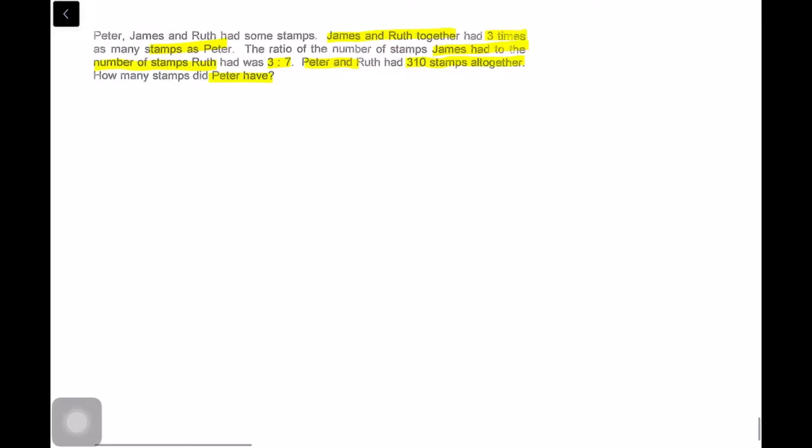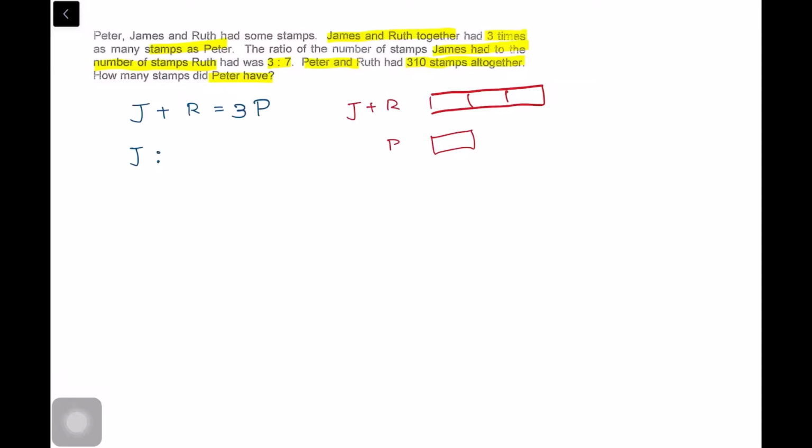Okay, so we know that the number of stamps James had plus the number of stamps Ruth had was 3 times the number of stamps Peter had. So if we represent this as a model, we have James plus Ruth and we have Peter. So James plus Ruth would be 3 units and Peter would be 1 unit. And now the ratio of stamps James had to the number of stamps Ruth had was 3:7. And Peter and Ruth had 310 stamps altogether. Actually, let's address this later.